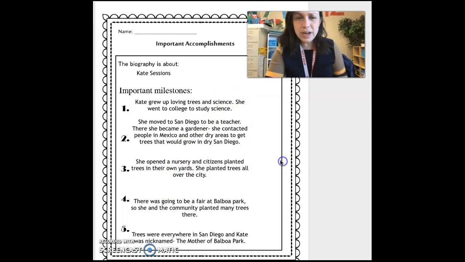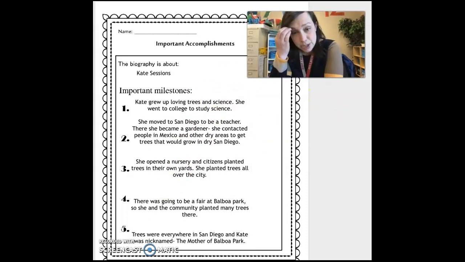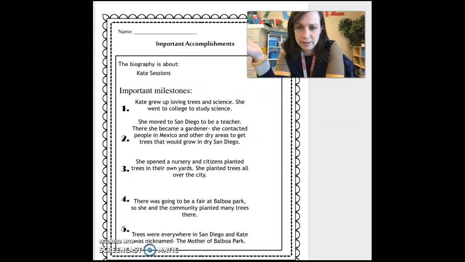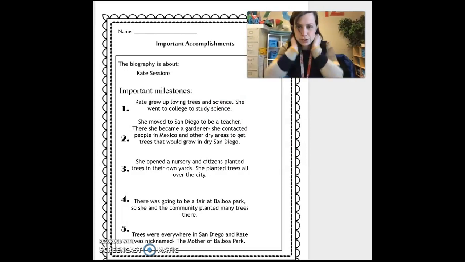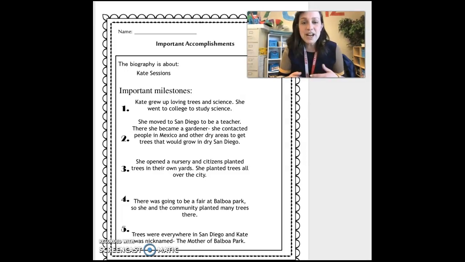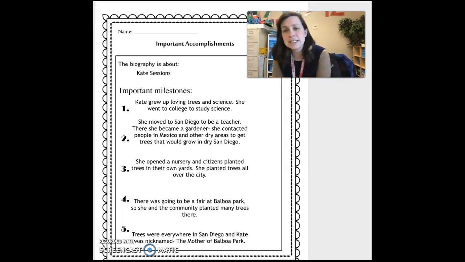Okay, so I hope you kind of saw what we did here, champs. We thought about who the biography was about, and then we picked out the important milestones or important events that happened in the story that kind of led to what our person is known for. She planted trees and made a big impact in her city. Awesome, right?